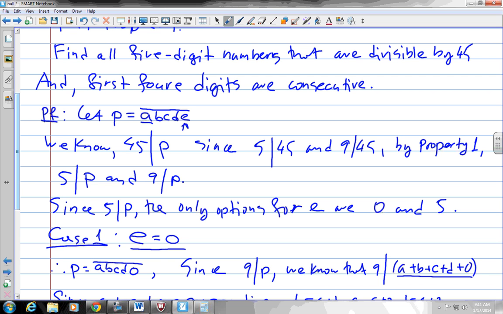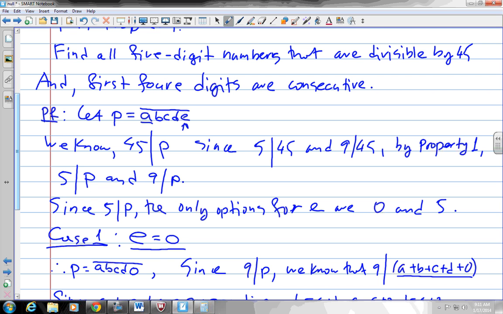Well, not in this case, because if you plug in 1, 9 does not divide 10. But potentially, it could be 1, right? Could be 2, could be 3, could be 4. Can it be 5? Because again, it's 5, 6, 7, 8. Sure. Could it be 6? 6, 7, 8, 9. That works.